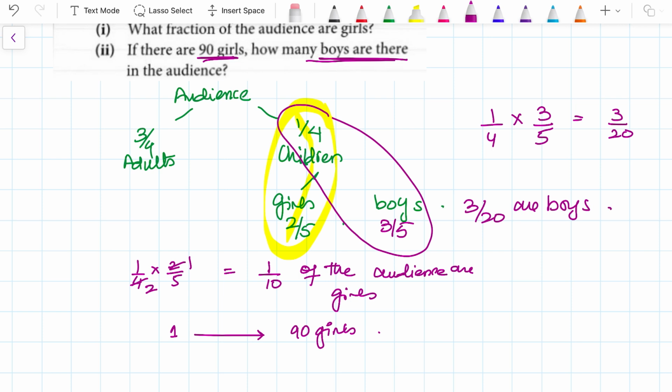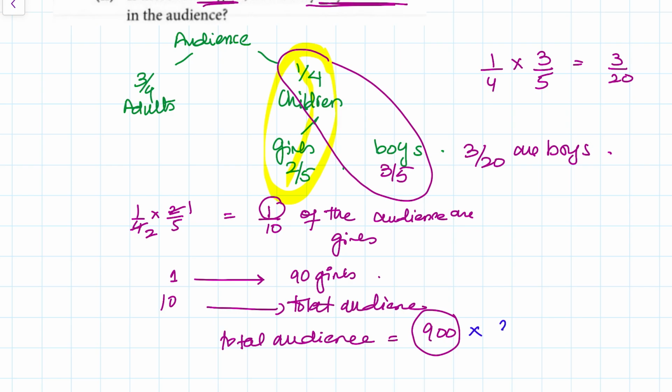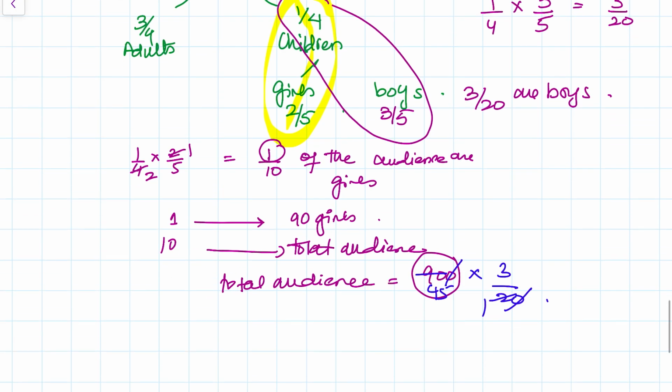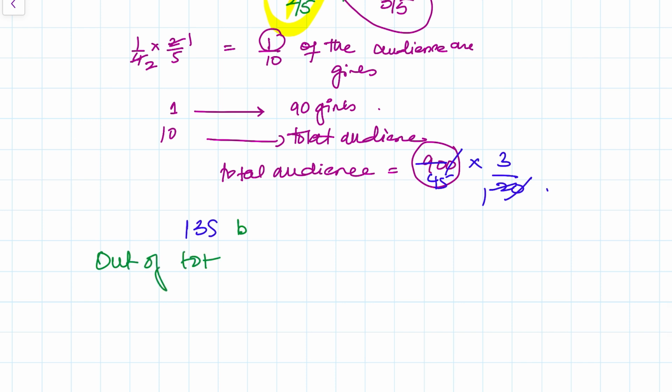So 1/10 of the audience are girls. That means 1 represents 90 girls, and 10 is the total audience. That means the total audience is 900. Now out of those 900, 3/20 are boys. 0, 0 cancels out. 2 times 1, 2 times 45. 45 times 3 is 135. So 135 out of the total audience, 135 are boys.